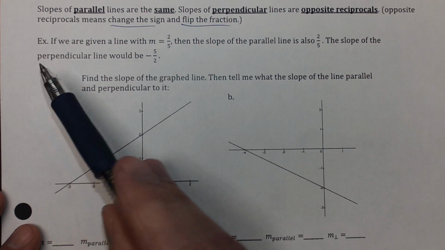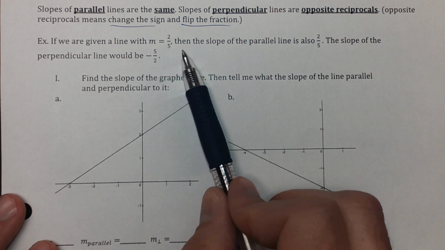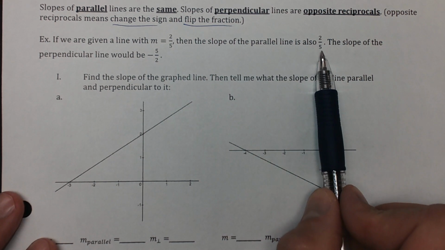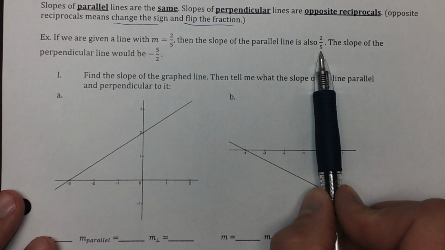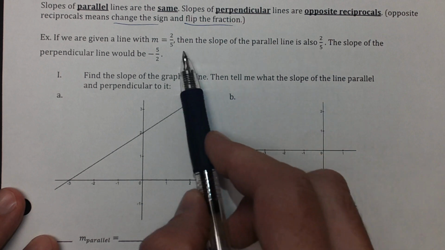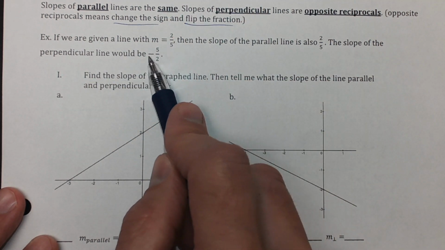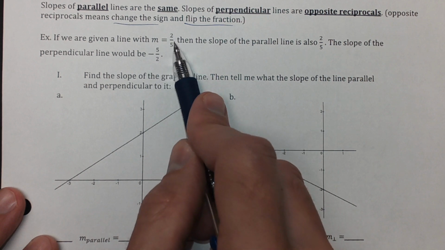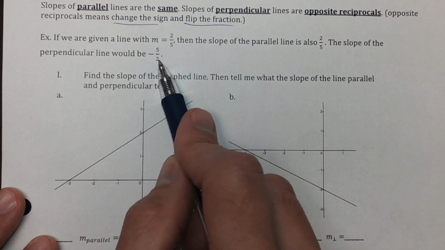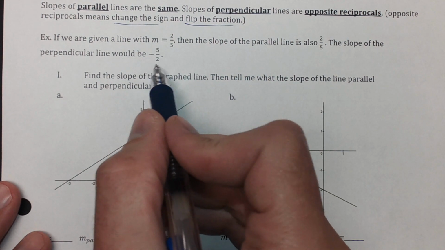So for example, if we have a slope of 2/5, 2 over 5, the slope of the parallel line is going to be exactly the same. It's also going to be 2/5. That one's very easy. The slope of the perpendicular line, though, you have to change the sign and flip the fraction. So if you change the sign, now you have a negative, flip the fraction, you get 5 over 2 instead of 2 over 5. So the perpendicular slope will be negative 5/2.